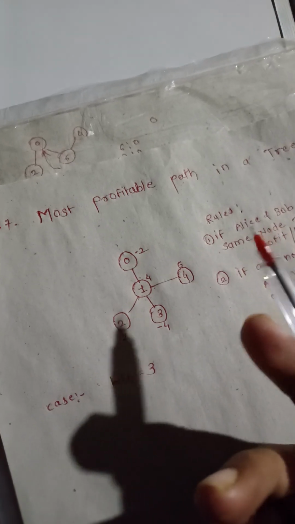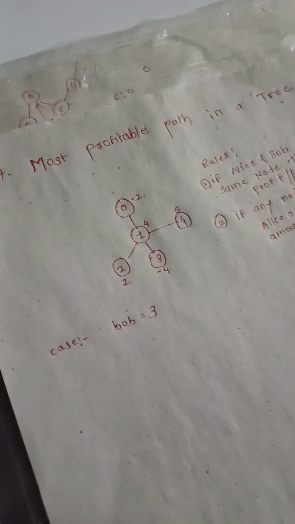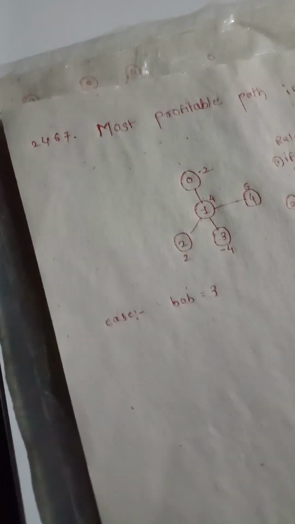So hello guys, today's problem is the most profitable path in a tree. We are given an input tree, an undirected tree, and we have to find the maximum net profit that Alice can gain.